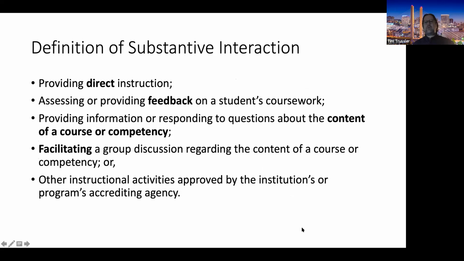All right. So I said we're going to get into some definitions. So they said you have to provide substantive interaction. Here is your definition. So you may provide direct instruction. That's going to be the way where most of you, at least initially, provide substantive interaction: you're just teaching. So congratulations. When you sit down and show people how to use a spanner or tell people how to draw blood or explain what f-stops are, that absolutely is substantive interaction. You're teaching them, okay? Assessing or providing feedback on a student's coursework.